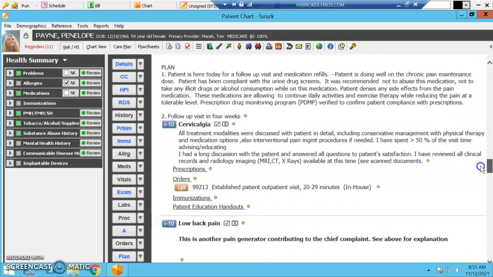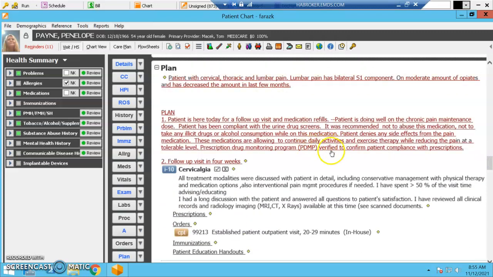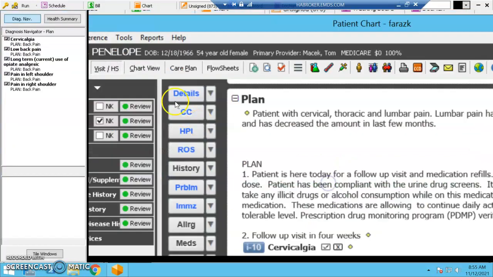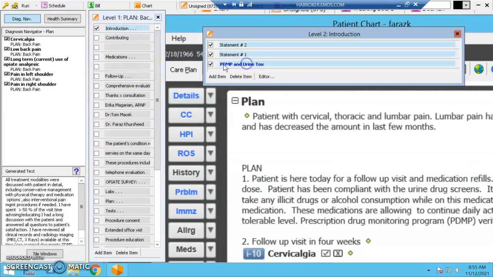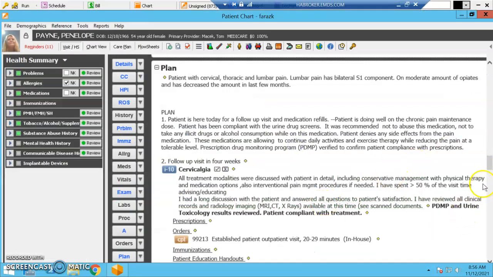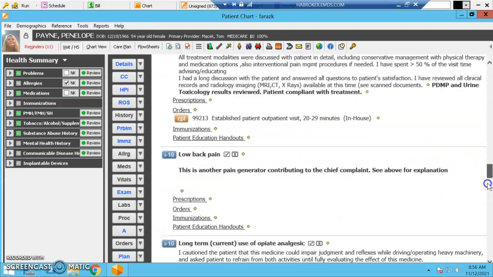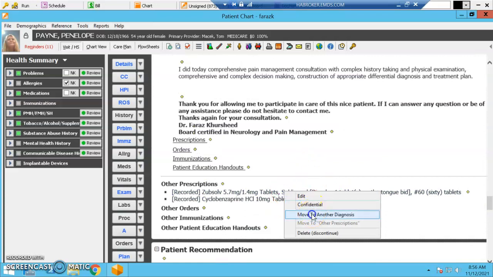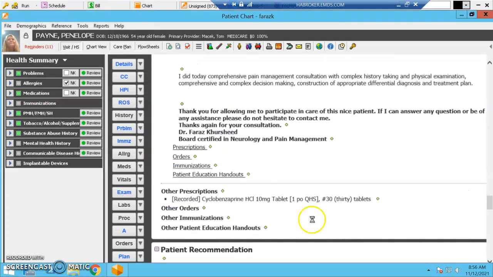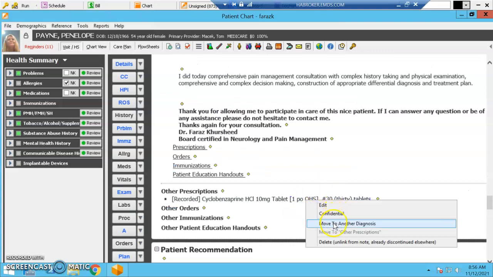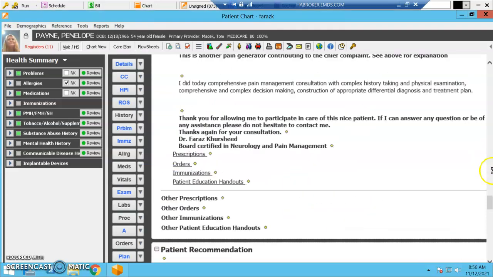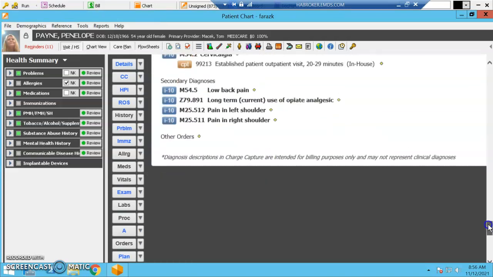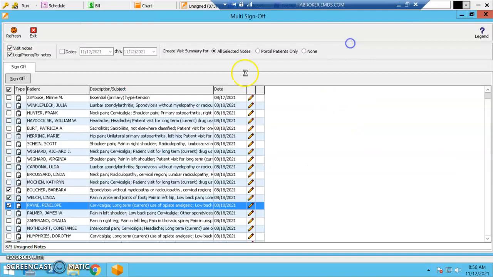Down here we have mentioned we did the PDMP check and all that stuff, so I have a little additional checkbox here which is called PDMP urine tox. Click on that. This free floating medication goes under long-term use of chronic opiates. Level of service 3. Perfect. Close it. Next one, James Palmer.